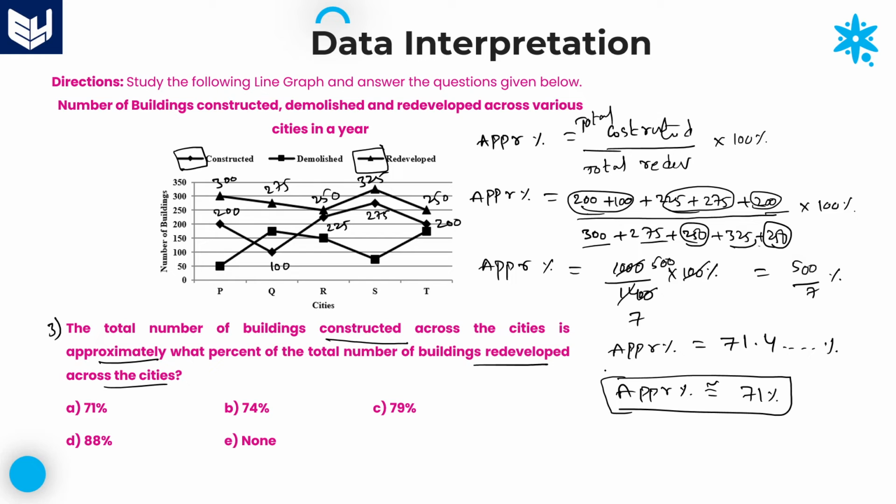Approximate percentage of constructed number of buildings which are constructed across the cities. That particular value is approximately 71 percentage of number of buildings which are redeveloped across the cities. 71 percentage is the right answer for this question. Among the options, option A is the right answer for this question. Option A.